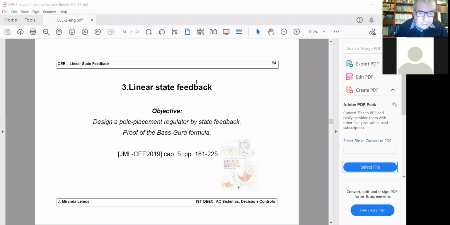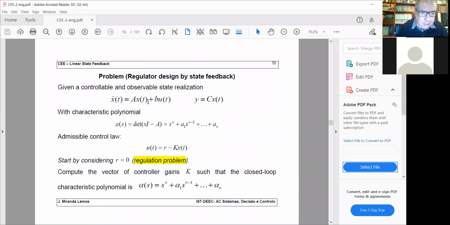So this is the 12th lecture of CEE, and we are studying linear state feedback. Let's review for a moment the problem.